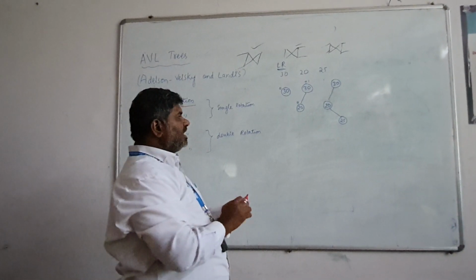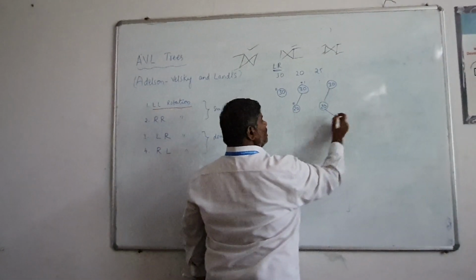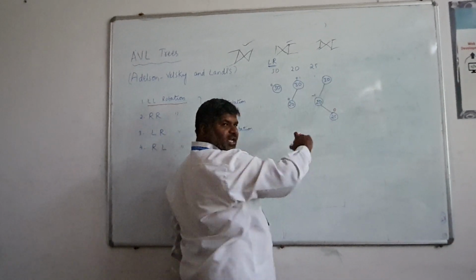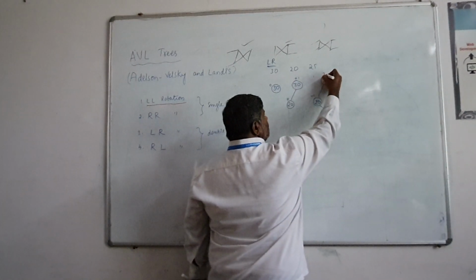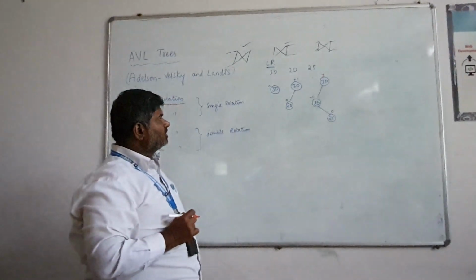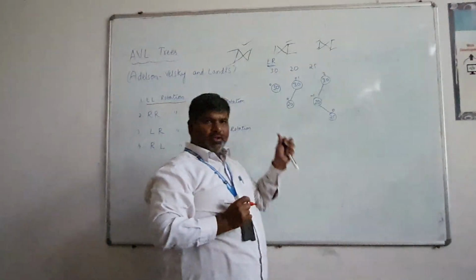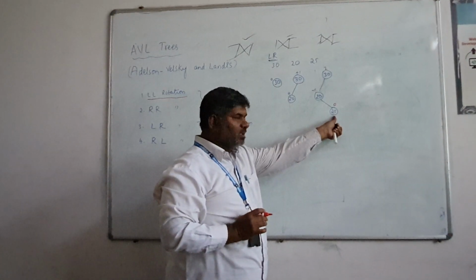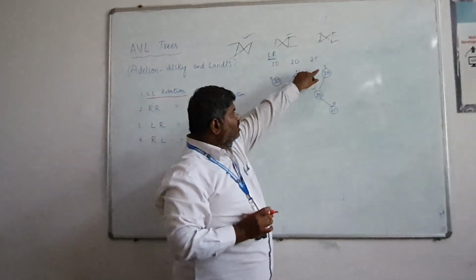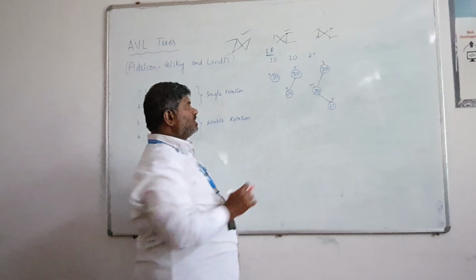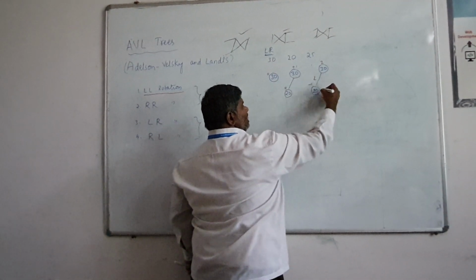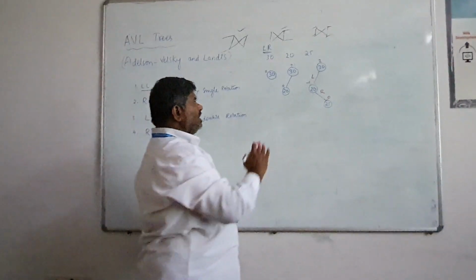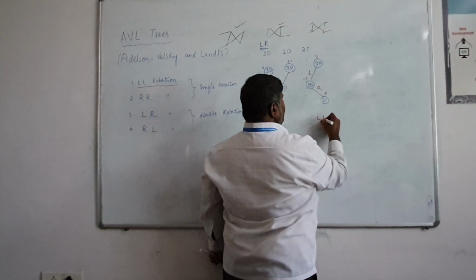Now the balancing factor here, for 25 it is 0. For 20 it is 0 minus 1, minus 1. Whereas for 30 left side height is 2, right side height is 0. 2 minus 0, 2 is the balancing factor. Now here we cannot have 2 as the balancing factor. So the problem occurred because of adding the element 25. So from this position, where is 25? We need to check. So where is it available? Left, right. So it is available left as well as right.